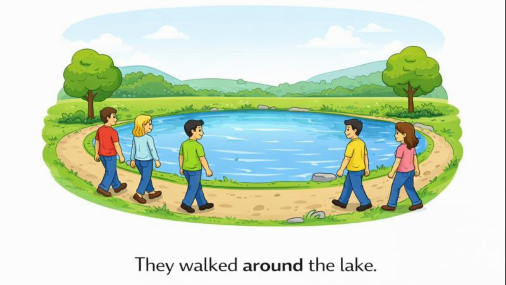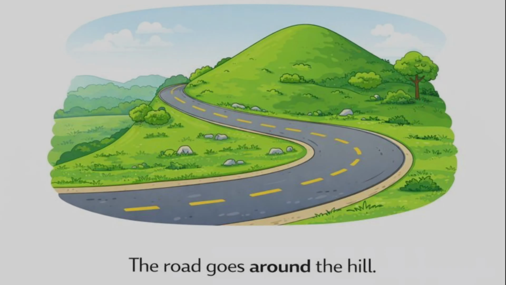Let's move outdoors. They walked around the lake. This shows movement following the lake shape. Now consider travel. The road goes around the hill. The road curves to avoid the hill.